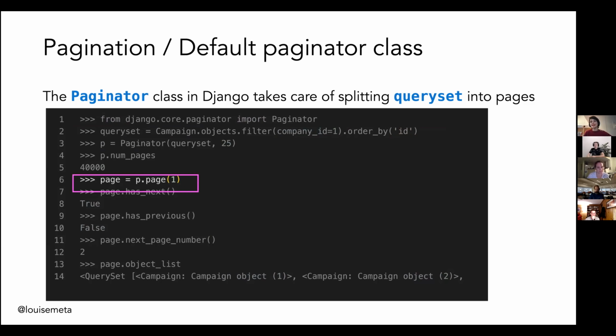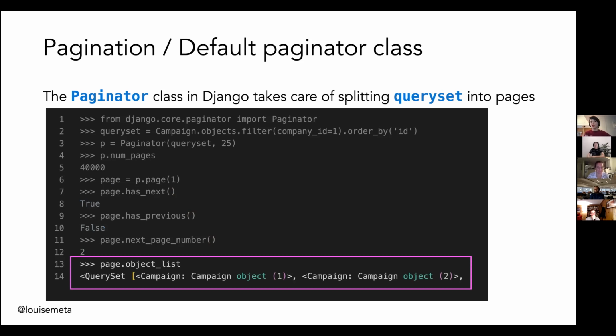And then I can get pages. So page 1, and I get that page, and it has a next page. It doesn't have a previous page. And then I can get the next page number. And a page has an object list with the rows from that page, really. So the first 25 rows in that case.